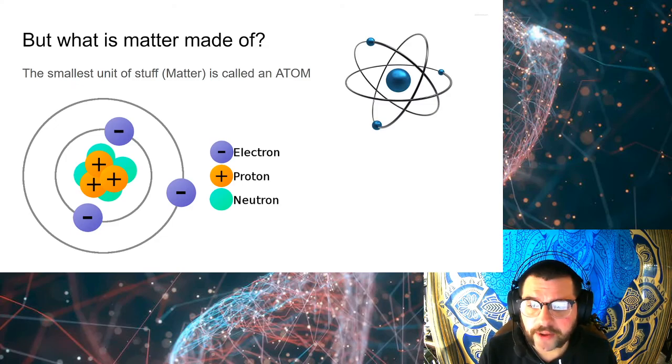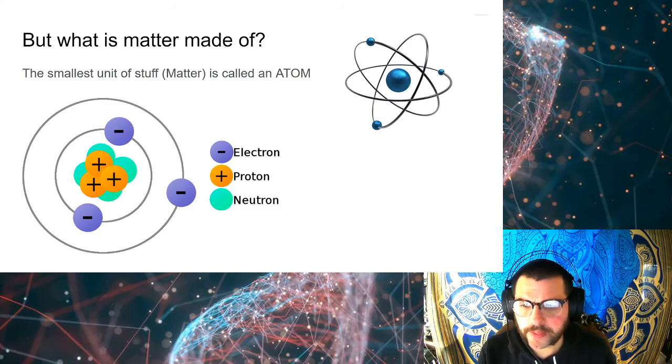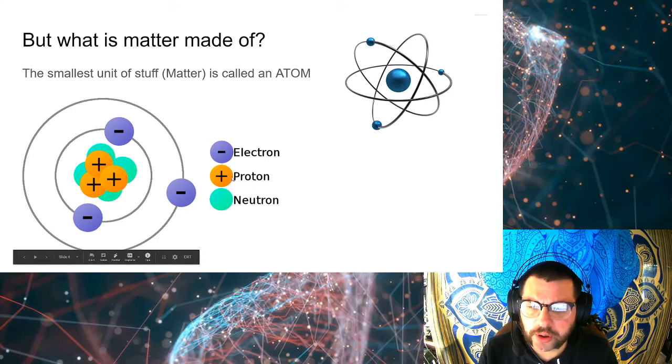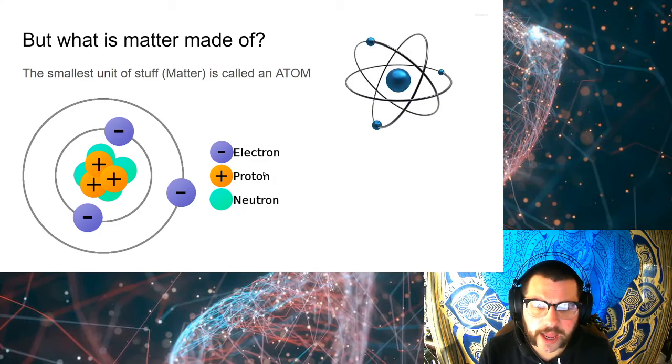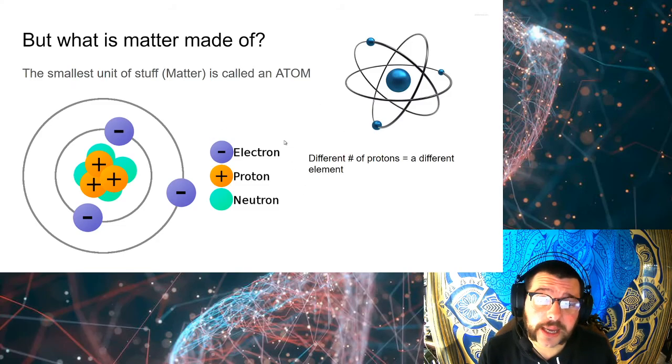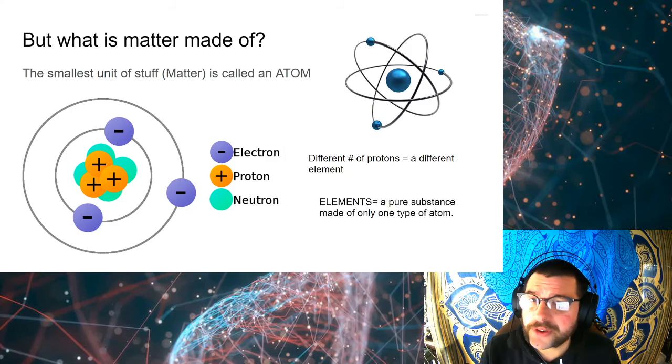First off, we have electrons, which have a negative charge, and they hang out on the outside of the atom. Then we have protons, which are positive, which hang out in the nucleus of the atom, and neutrons, which are also in the nucleus of an atom. Different atoms have different numbers of protons, electrons, and neutrons, and they give us different things called elements. Depending on the number of protons that an atom has, it's a different type of element. And if you remember, an element is a pure substance. It's only made of one type of atom.